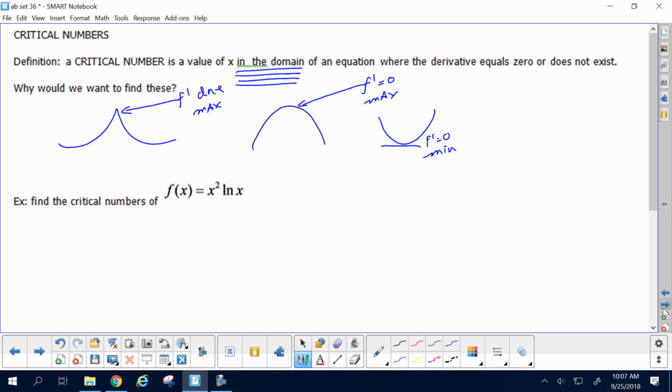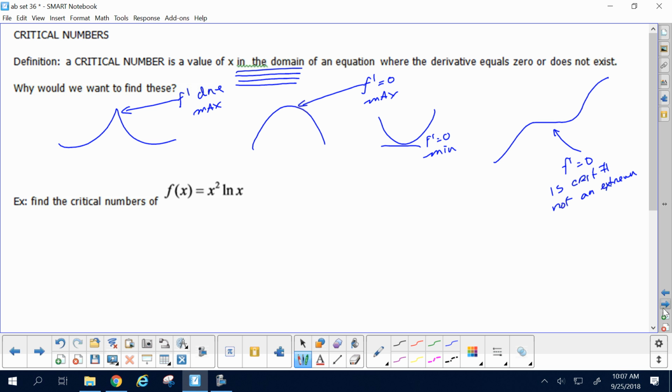That is to say, however, that a function can be increasing, go flat, and then go back up to increasing. Now here, this is a critical number because the derivative does go flat there, but in this case, not an extrema. So critical numbers are places where something interesting might be happening, but it doesn't guarantee it. It's just a place to start looking, all right?